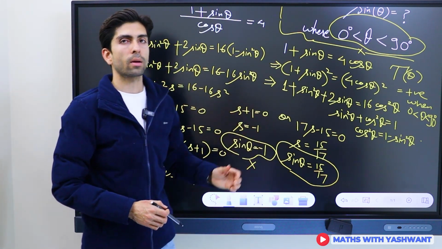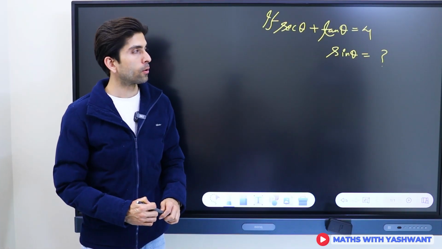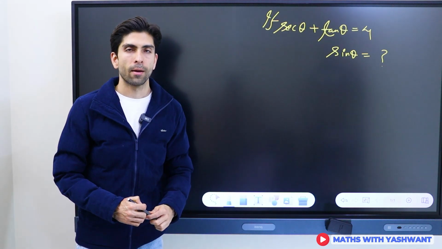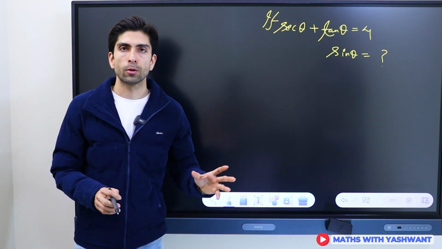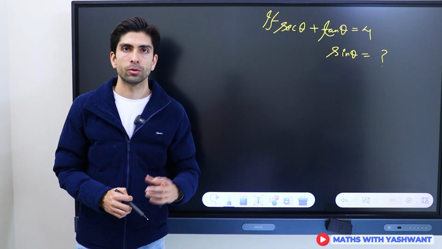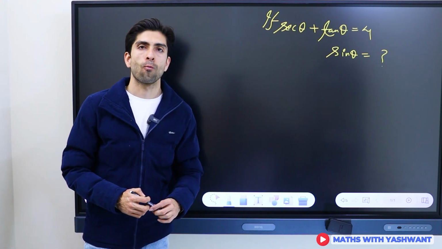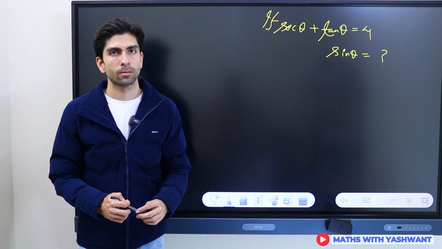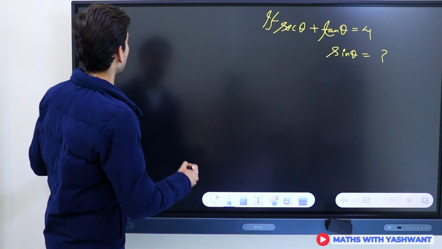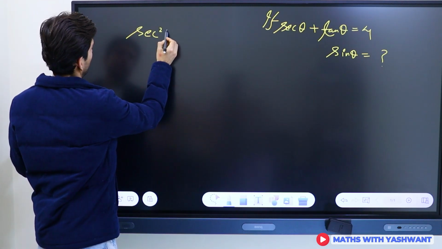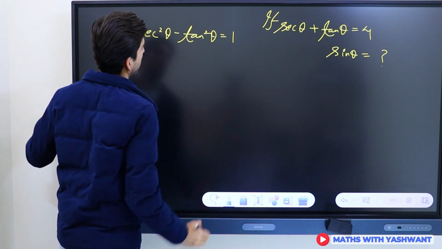Now we'll talk about the second way. We have sec theta plus tan theta is equal to 4. Unlike the previous way where we expressed sec and tan in terms of sine and cos, we're not going to do anything like that. We'll use the identity. Can you guess what identity we're going to use? Many of you would have got the answer. Yes, we are going to use sec square theta minus tan square theta is equal to 1.